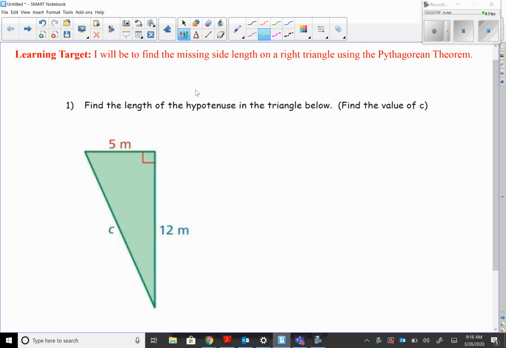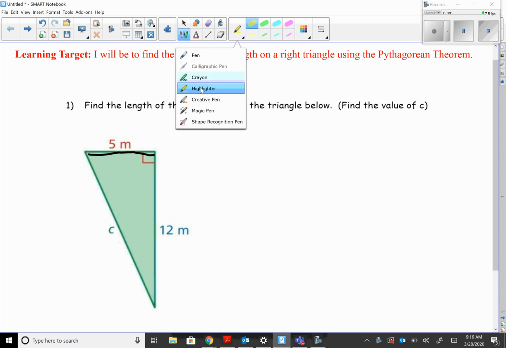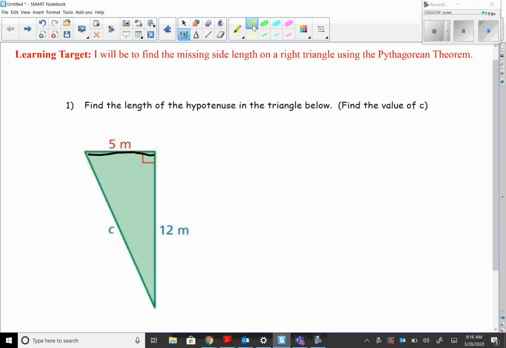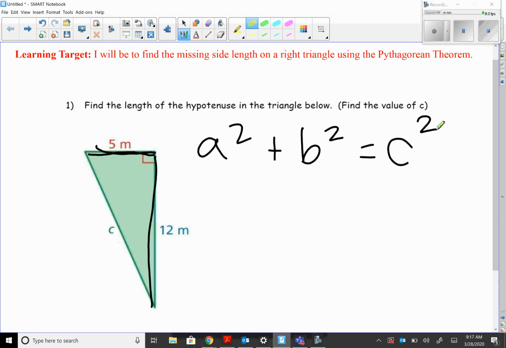I'm going to highlight the two sides that are legs. So this side is a leg, and this side is also a leg. And we know that when we're using that formula, a squared plus b squared equals c squared, the a and the b represent the lengths of each leg, and the c represents the length of the hypotenuse.